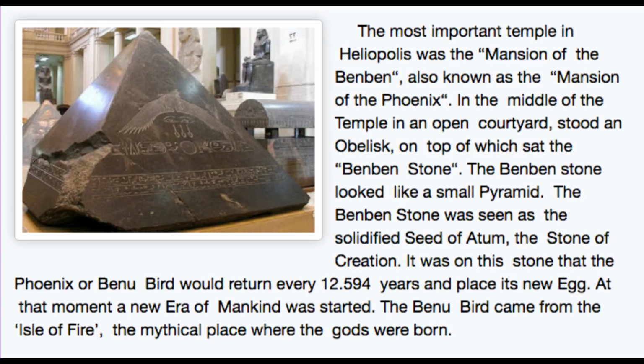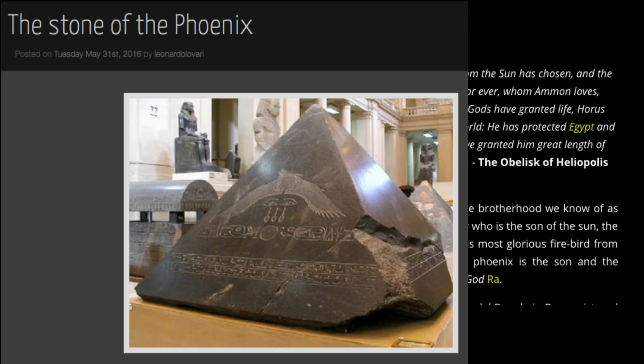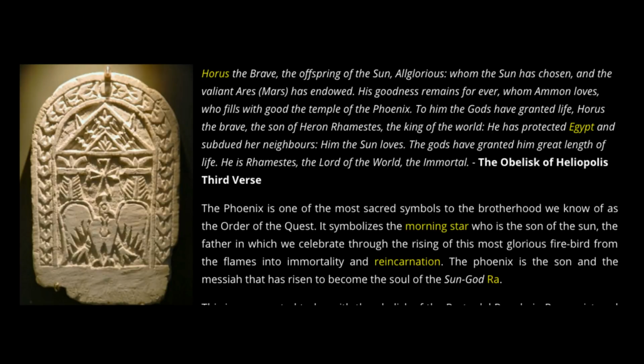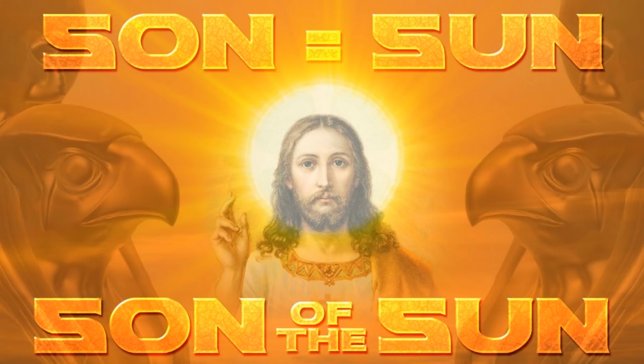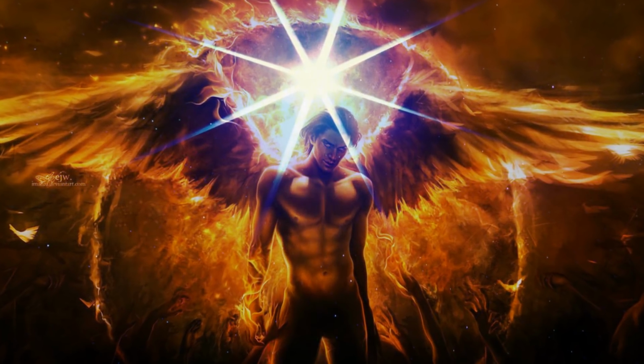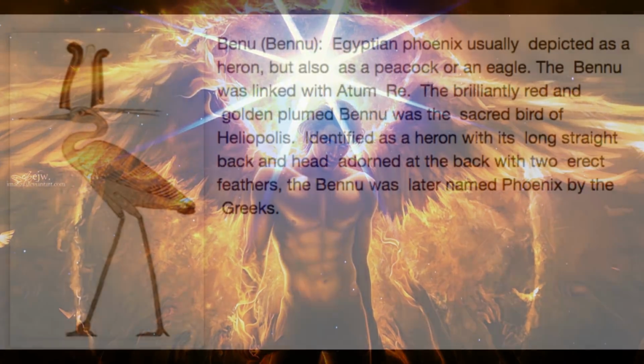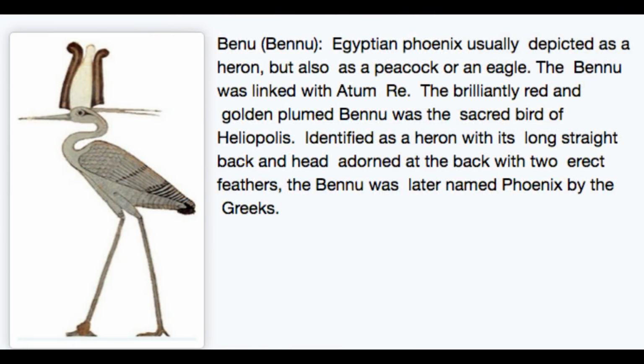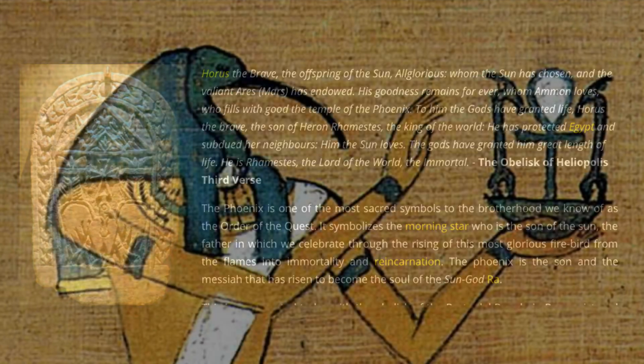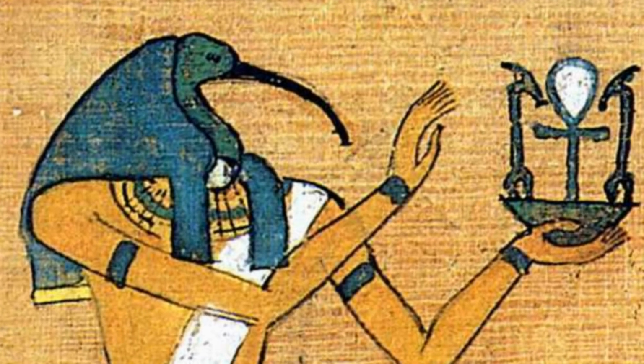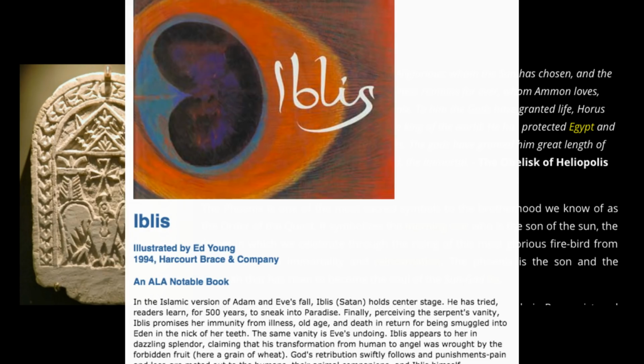Third verse, it says at the bottom there, continuing: the phoenix is one of the most sacred symbols of the brotherhood we know of as the Order of the Quest. It symbolizes the morning star, who is the son of the sun. Son of the sun? The sun, right? The second coming, the sun, the morning star. Who else is known as the morning star? Lucifer. Who was the shining one? The Bennu bird, right? The Bennu bird is a type of Iblis, right? Who is the beast? Thoth. And it sounds like Iblis, another Satan in the Muslim world.